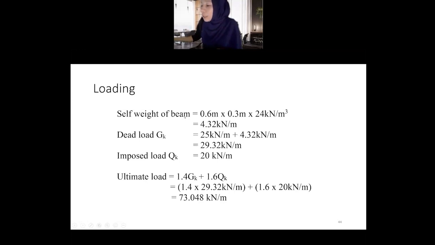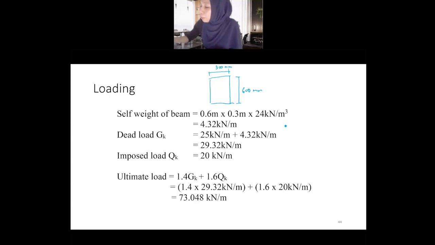Okay. So dari loading dia ni, how do we calculate? Here we have, okay, you know that the cross section should be, okay, you know that this is 600. Okay, this is 300 mm. Okay.